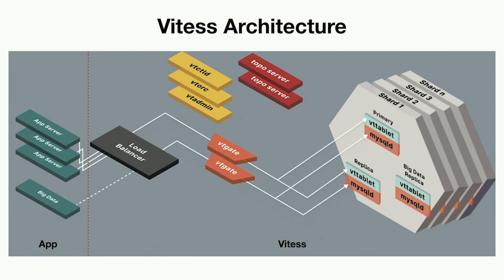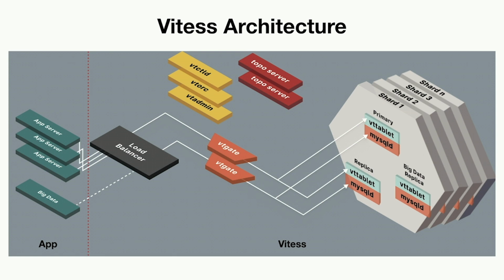Vtgate collects the results and then sends it back to the application server, right? So that's the high-level architecture of Vitess. Here in yellow, you can see some other components of Vitess. So vtctld, vtorc, and vtadmin, that's part of the control plane of Vitess.